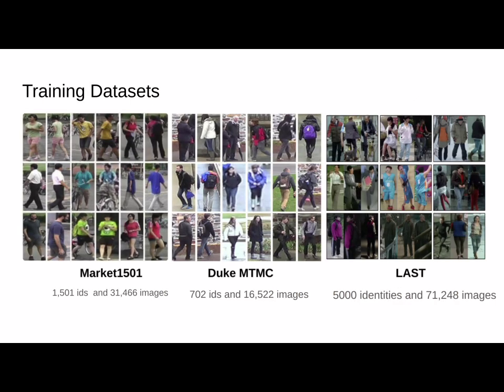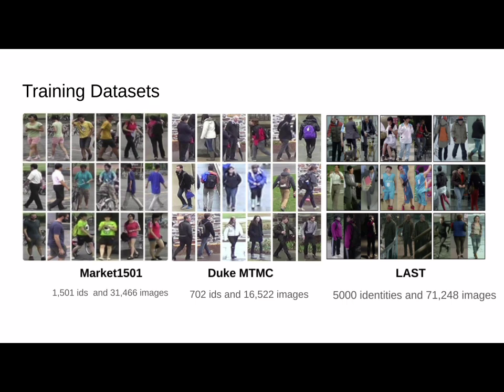Now, moving on to the datasets, we have 3 datasets that we used for this project: the Market dataset, Duke dataset, and the last dataset. All of these datasets are standard and used widely for benchmarking. The Market dataset has 1500 IDs and 31,000 images and has 6 different camera angles. The Duke dataset has 702 IDs with 16,000 images and 8 camera views.